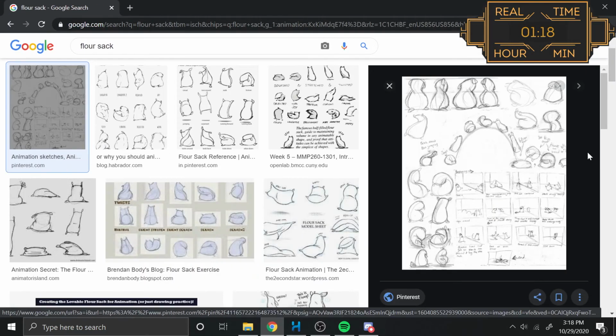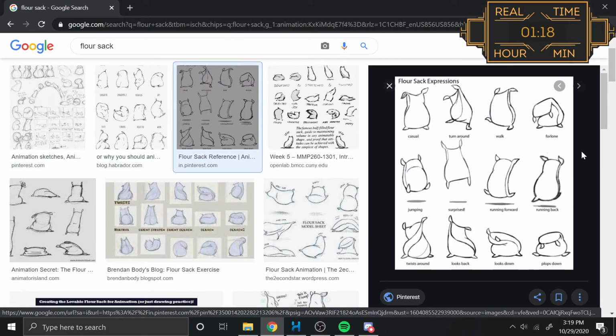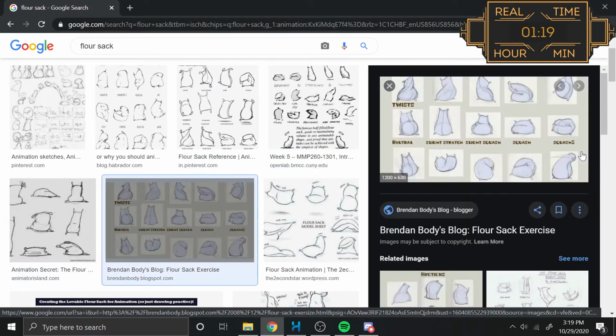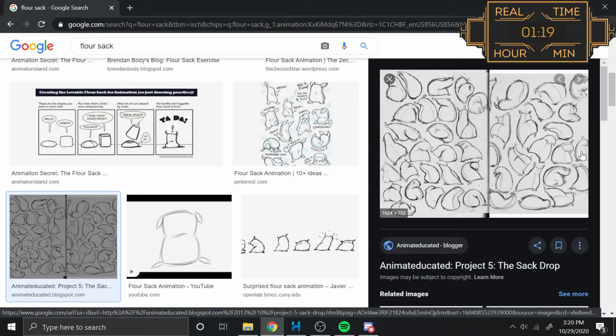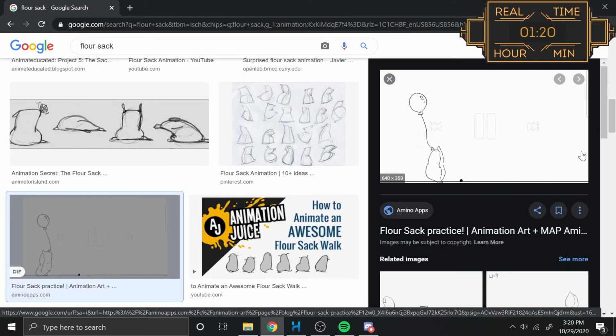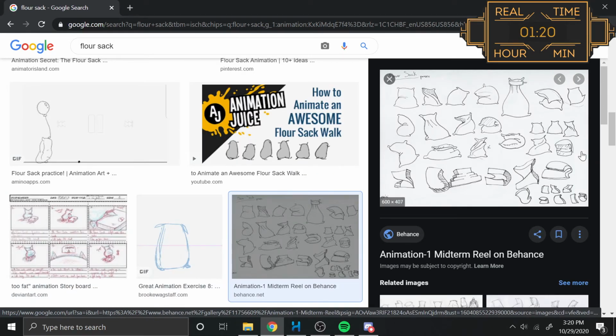I'd hoped looking up other flour sack references would reveal the secret of making a believable bendy boy, which, in a sense, it did, but everyone else just had him twisting while standing in place. As opposed to me, where he's performing an action.